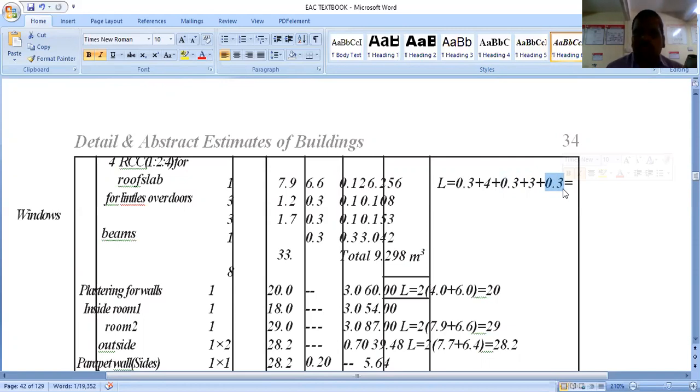So if we go through it, the total length of the slab will be 0.3 plus 4, that is 4.3, plus 0.3 is 4.6, plus 3, it will be 7.6, and plus 0.3, it will be 7.9 meter. In this manner, we have to calculate the length and the width of the item. Now we have calculated the length, I will calculate the width of the slab.